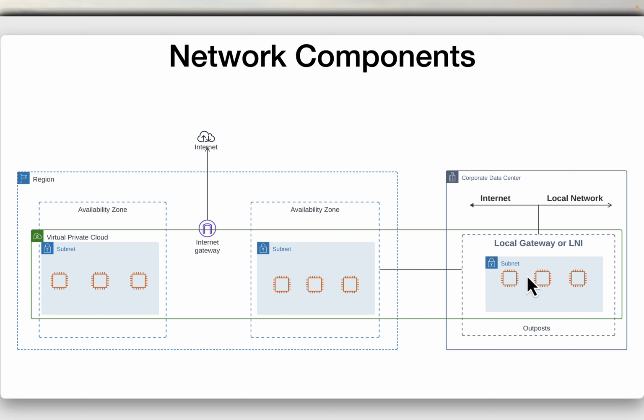Then local network interfaces for Outpost server connectivity. So Outpost servers include a local network interface that enables connectivity to your on-premises network. Local network interfaces are available only for Outpost servers running on an Outpost subnet and are meant for on-premises location. So there are two, as I mentioned, there are racks and servers. So local network interfaces are only meant for the server version.